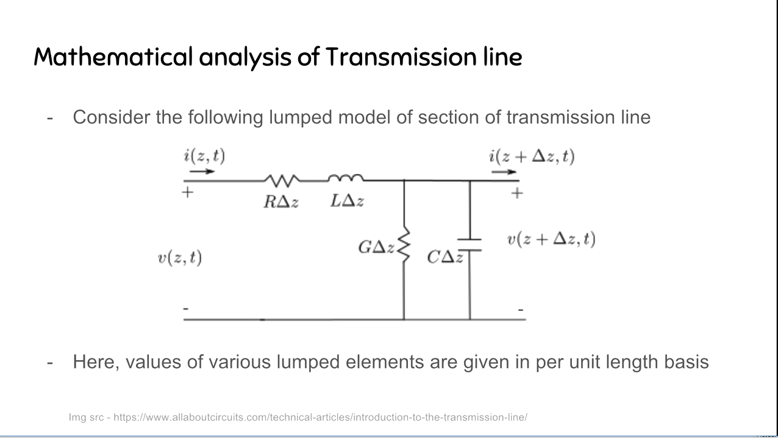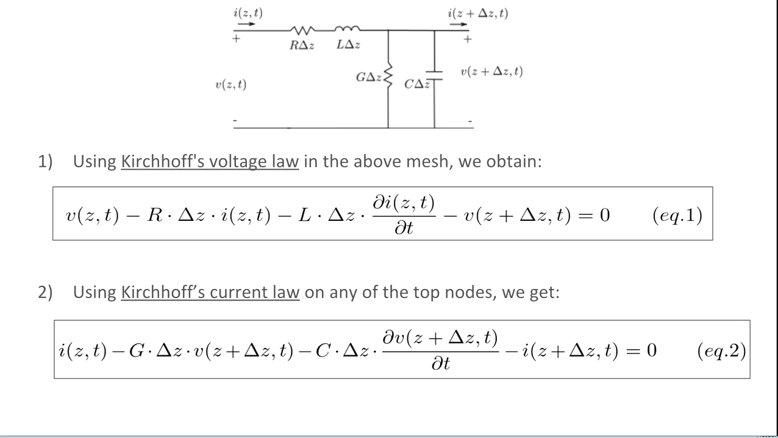So now coming on to the mathematical treatment of transmission lines. Consider the following lumped model of a section of transmission line. Here the values of various lumped elements are given on a per unit length basis. For the analysis, we will apply KCL and KVL in this circuit. Using KVL in this loop gives the V across these points equals the voltage drop across the resistance, the voltage drop across the inductor, and the voltage across these 2 points. Similarly, applying KCL on this node, we have the current coming through this branch going to the capacitor, the conductance and this branch. So we obtain the following two equations.